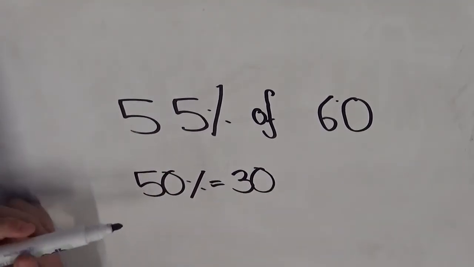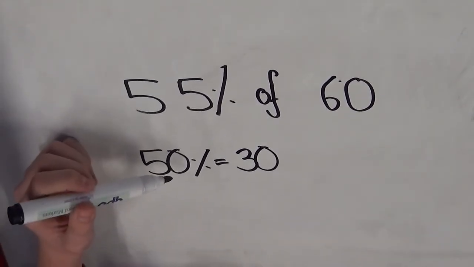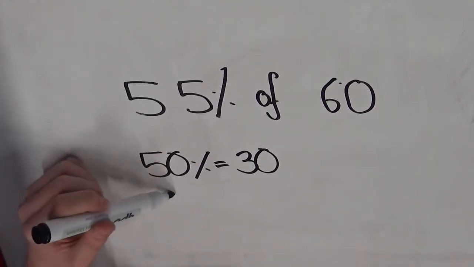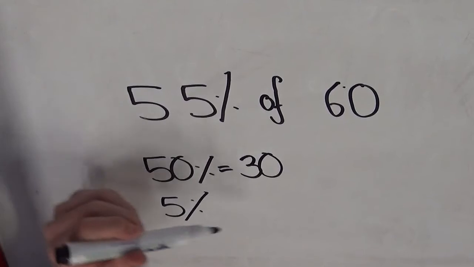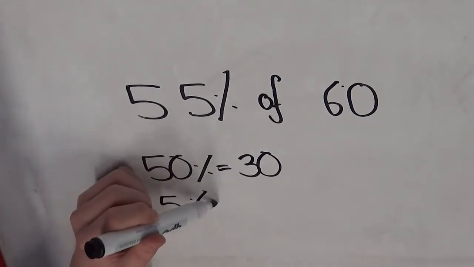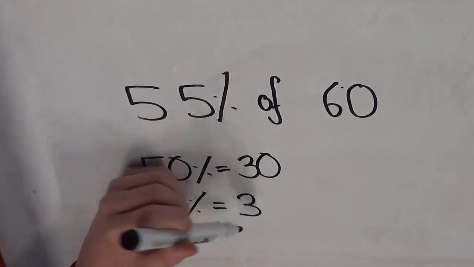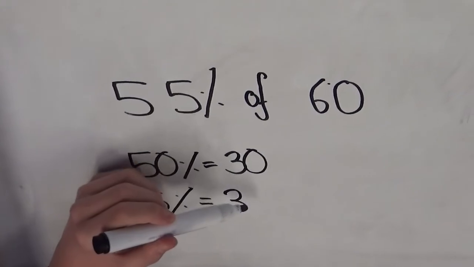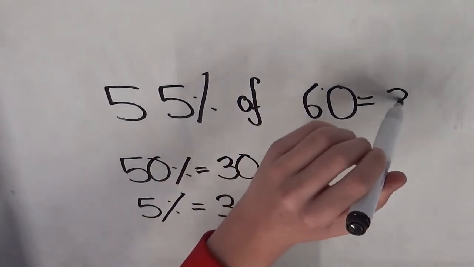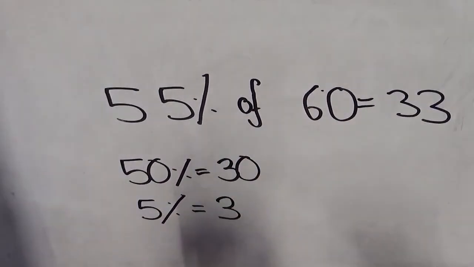Now, we have to divide 50 by 10 to get 5. And 30 divided by 10, which will give us 3. Now we simply add the numbers, which will give us 33. And there we have it.